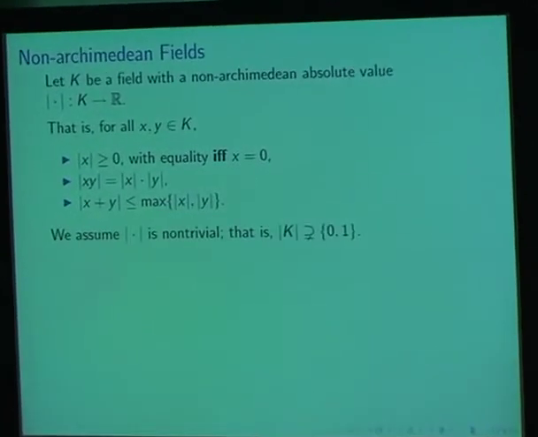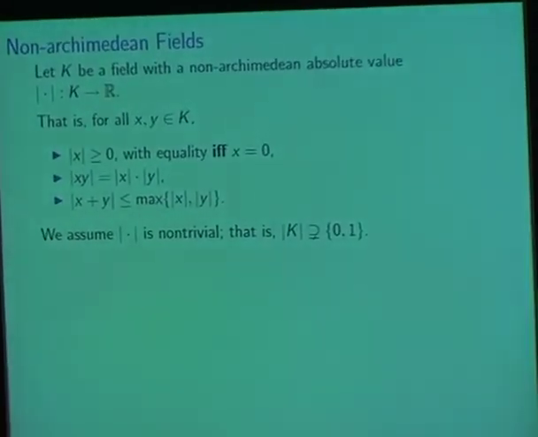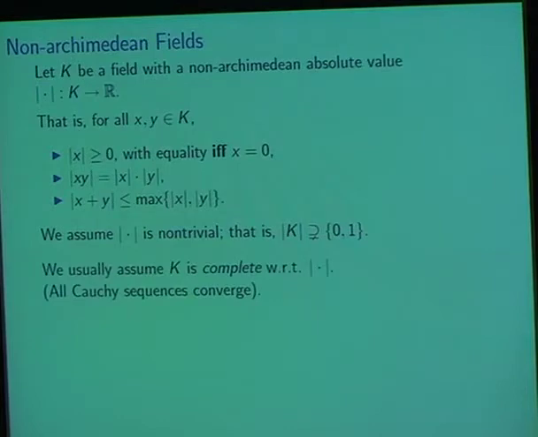By the way, there is a thing called the trivial absolute value, which declares everything to have absolute value 1 except 0, which of course has to have absolute value 0. I'll always assume we're dealing with a non-trivial absolute value. So 0 always has absolute value 0, 1 always has absolute value 1, but there'll be something else that has some other absolute value. And usually I'll assume that my field is complete with respect to the absolute value.